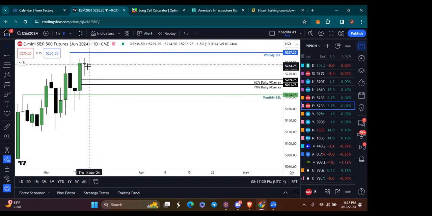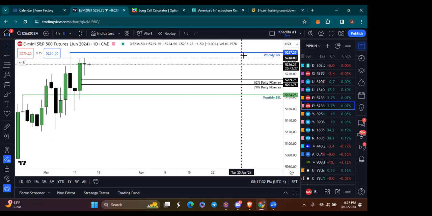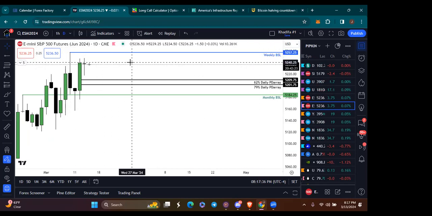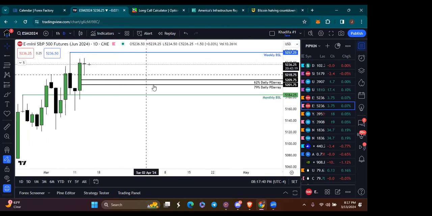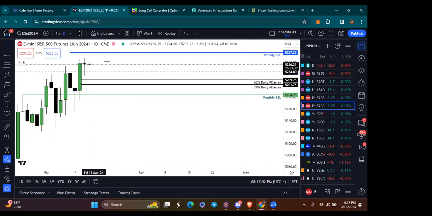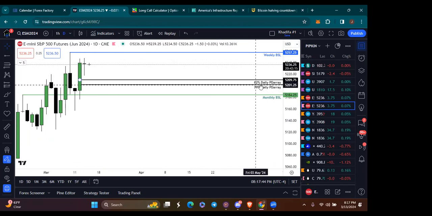Other than that, I'll be waiting for us to run this buy side liquidity and then start to look for some smart money reversals or 2022 models to set up to then target these same daily PD array levels. Who being, well, this sell side liquidity first, right?